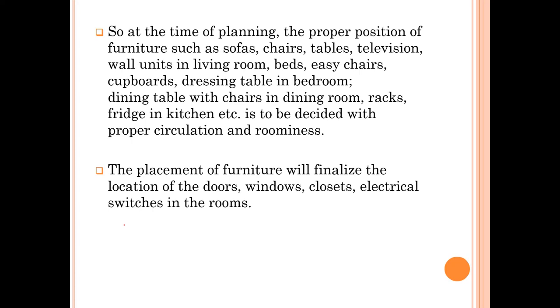At the time of planning, the proper position of the furniture such as sofa, chairs, tables, television, wall units in the living room, beds, easy chairs, cupboard, dressing table in the bedroom, dining table with chairs in the dining room, rack, fridge in the kitchen, etc. is to be decided with proper circulation and roominess. The placement of furniture will finalize the location of doors, windows, closets, electrical switches in the room.